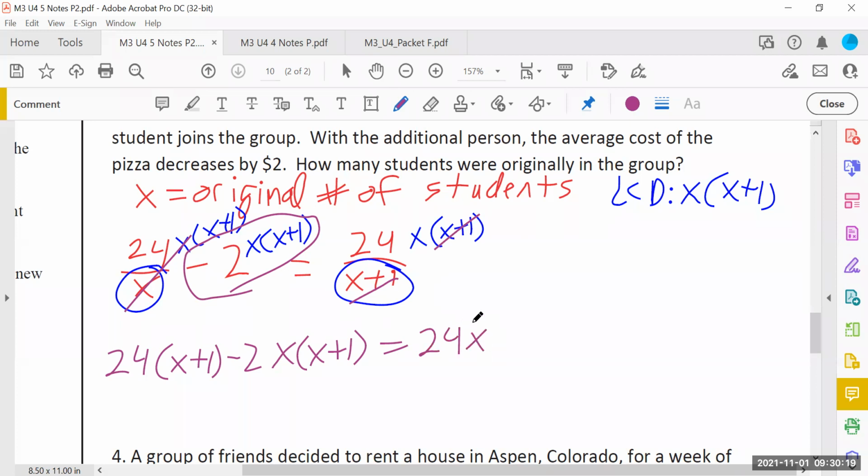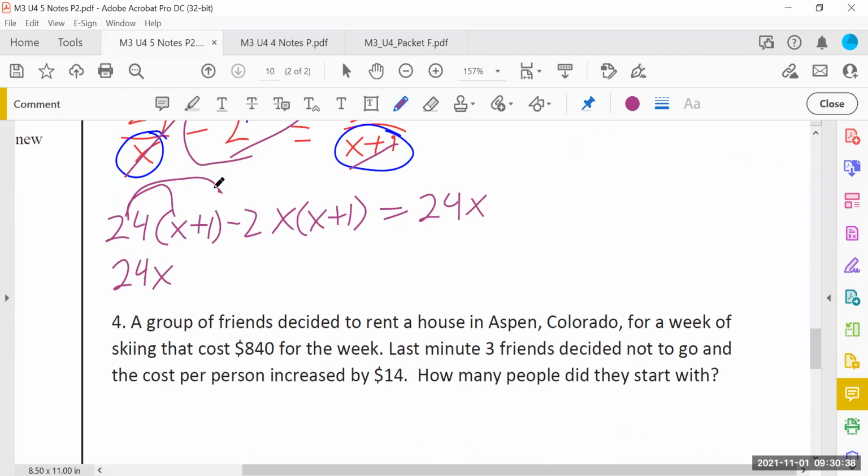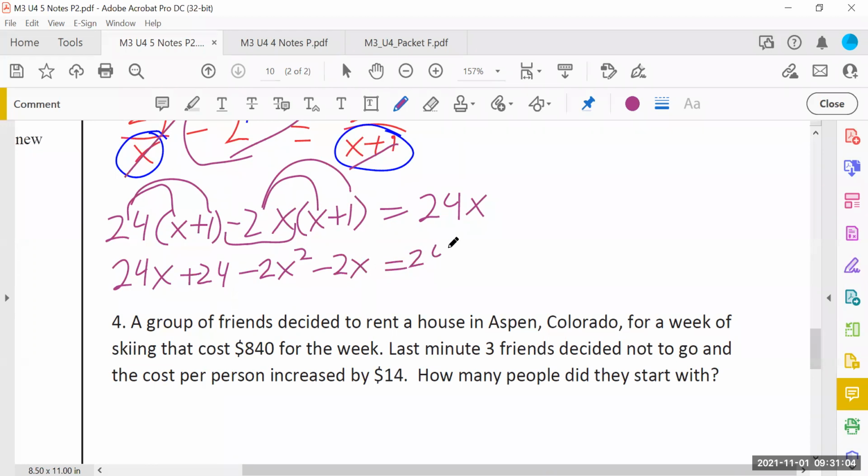Now, the interesting thing with these problems is that most of the time you're actually going to get some more reducing here when we multiply this out. So I'm going to do the distributive property. 24 times x, 24x. 24 times 1, 24. And then here, negative 2x times x, right? I can multiply the negative 2 times the x and distribute that in. Negative 2 times x is negative 2x squared. Negative 2x times 1, negative 2x equals 24x.